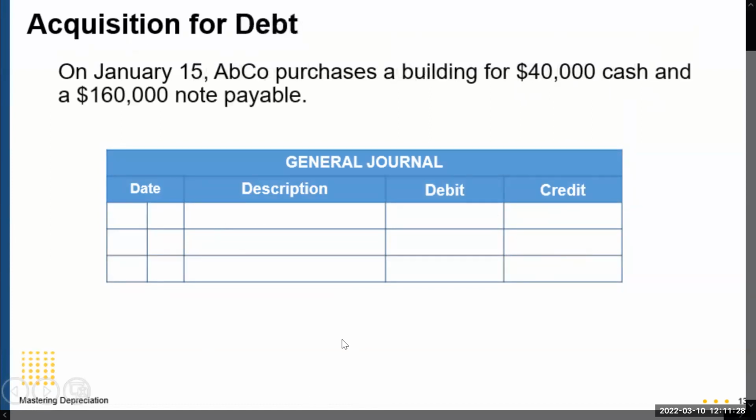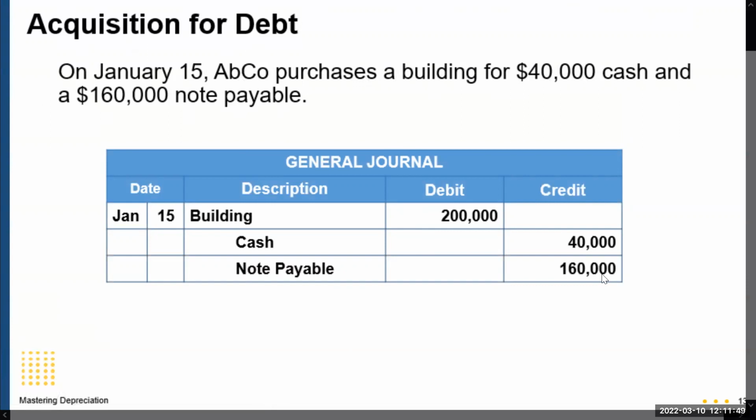If we purchase a building for $40,000 cash and $160,000 note payable, so we did some cash down and some notes payable, obviously the building cost us $200,000. We're going to put the building on for $200,000, and then part was cash and part was notes payable. So that's another fairly basic one, but there's not a whole lot of calculations.